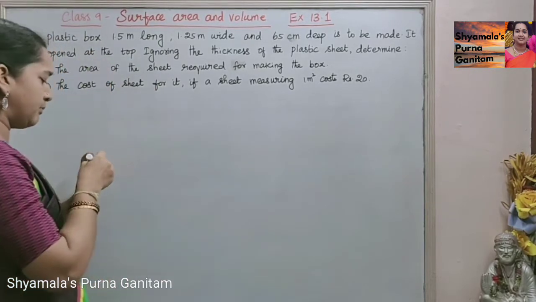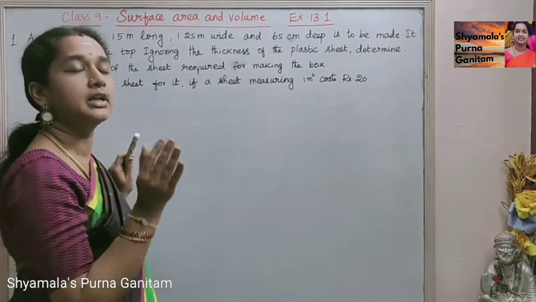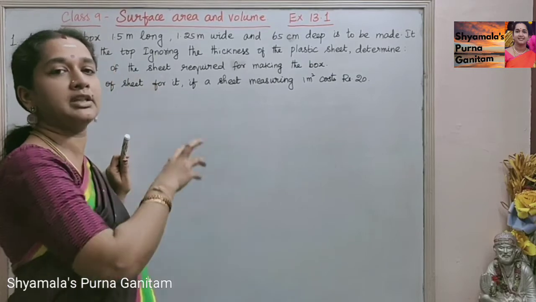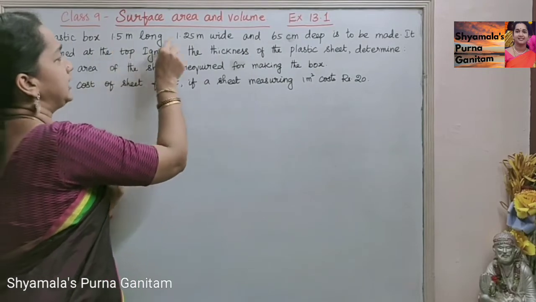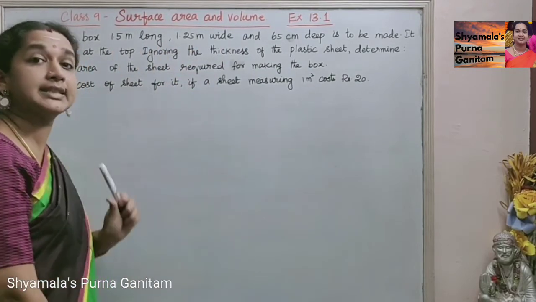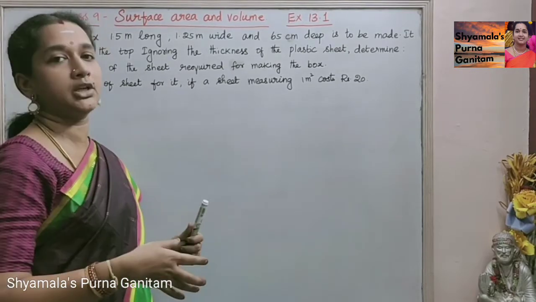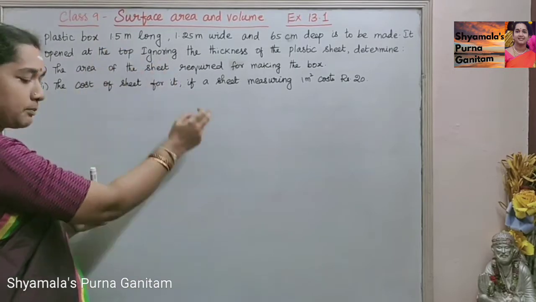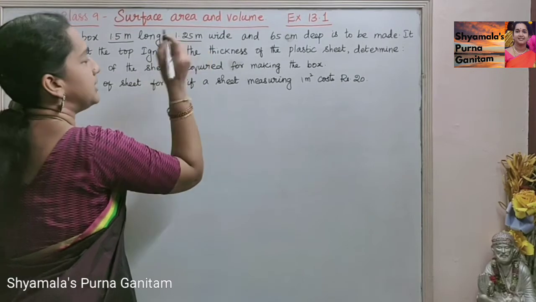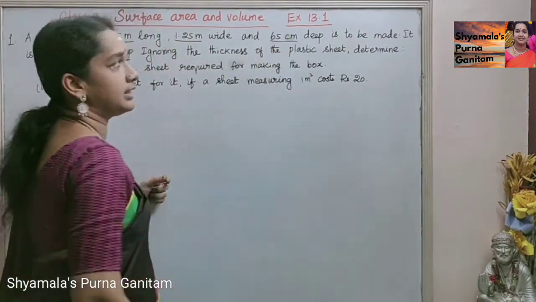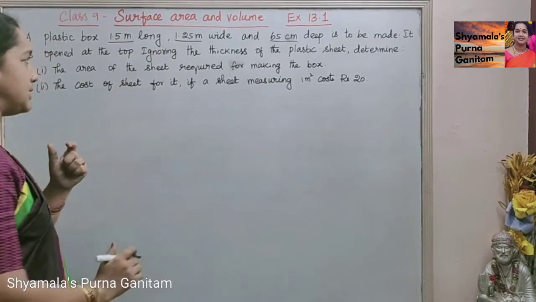Before going into the sum, first we need to check the measurements, what all the things given, whether all the measurements, length, breadth and height, have the same unit. If it is not in the same unit, that has to be converted to the same unit. This is 1.5 meter long, 1.25 meter wide, so both are in meters, and the depth is given as 65 centimeters. So that has to be converted to meter.